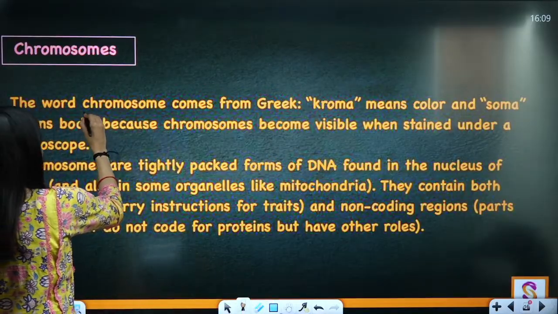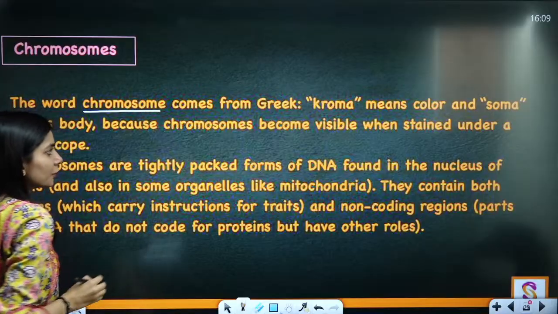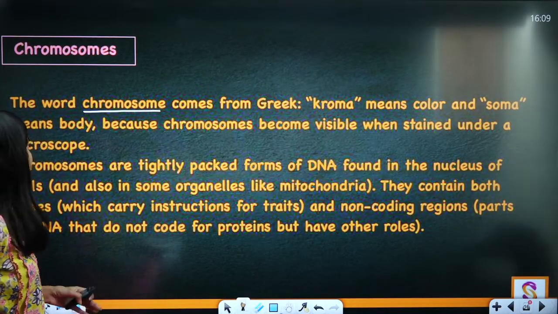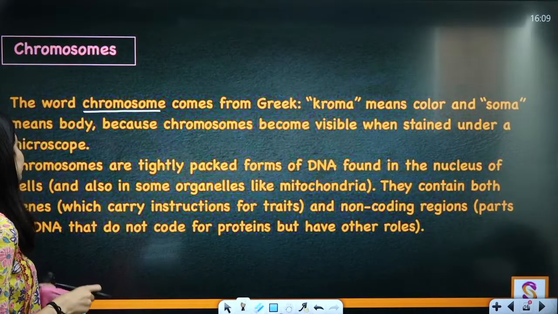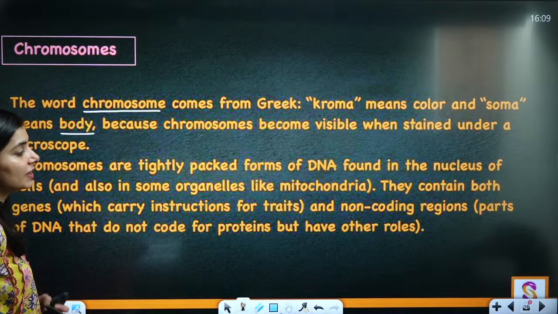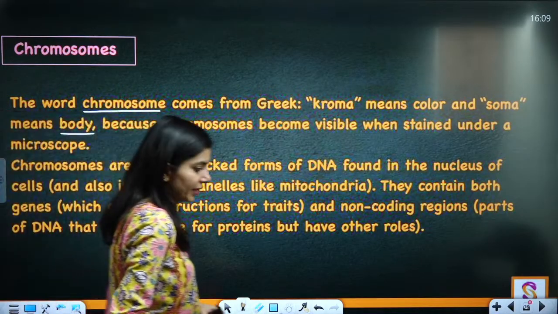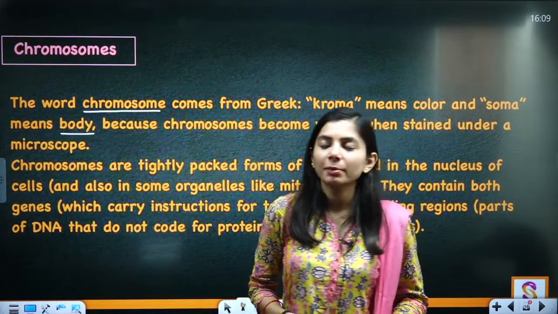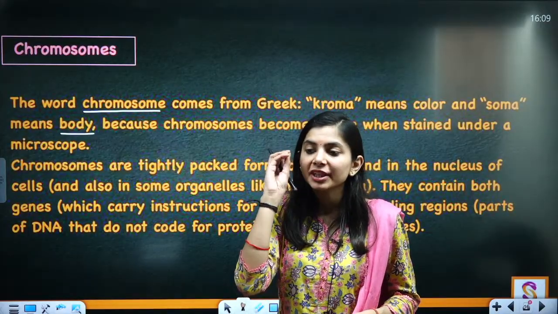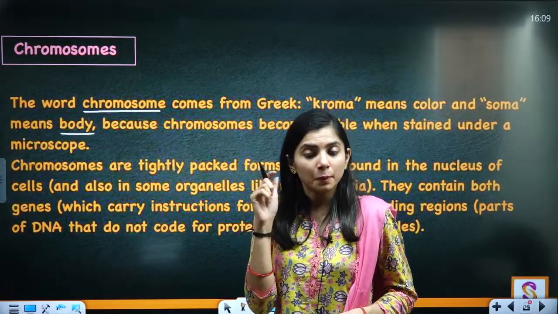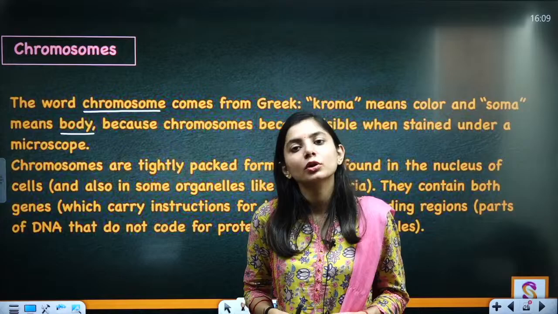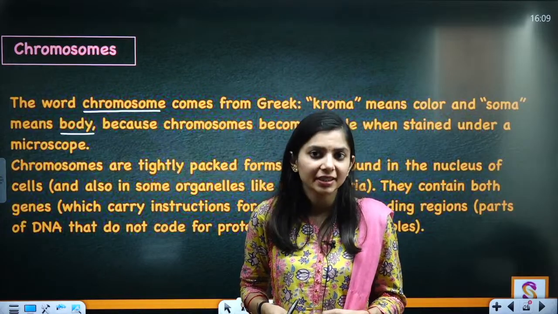So the word chromosome comes from the Greek word chroma. Chroma means color, and some means body. So chromosomes become visible when stained under a microscope. Otherwise, we won't be able to see the chromosome. We can see the chromosome only when we put some color. Where we get more and more stain, there the chromosome is more condensed.